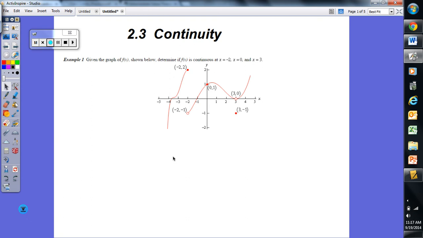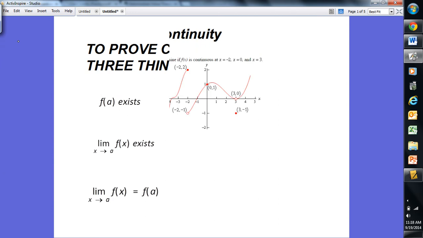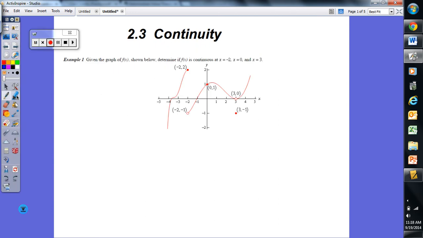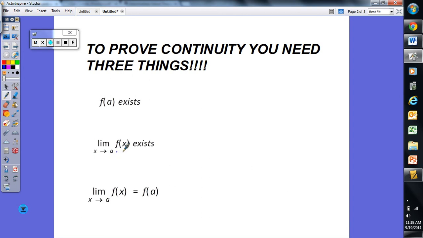Now, there are 3 conditions, and this is the most important thing that you've learned so far this year, right now. Anytime a question on a test or an AP test or anything says, prove whether or not it's continuous, the first thing you have to do is show that f of the number exists. So let's go back to this question. Does f of -2 exist? Well, it does. F of -2 is 2. That was step 1. Step 2, show that the limit as x approaches -2 exists.